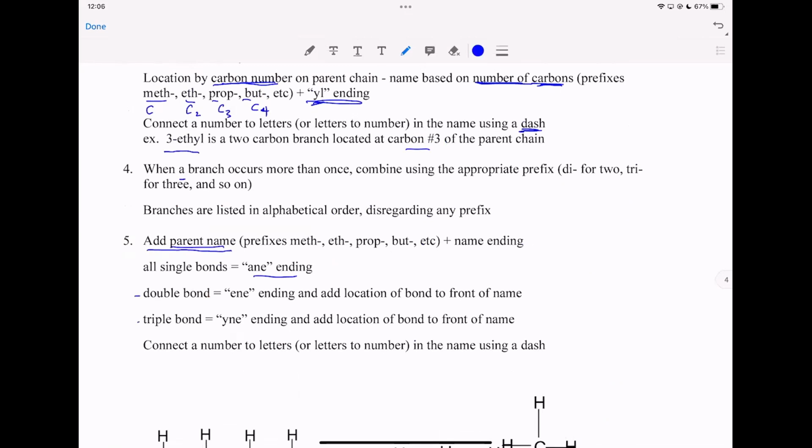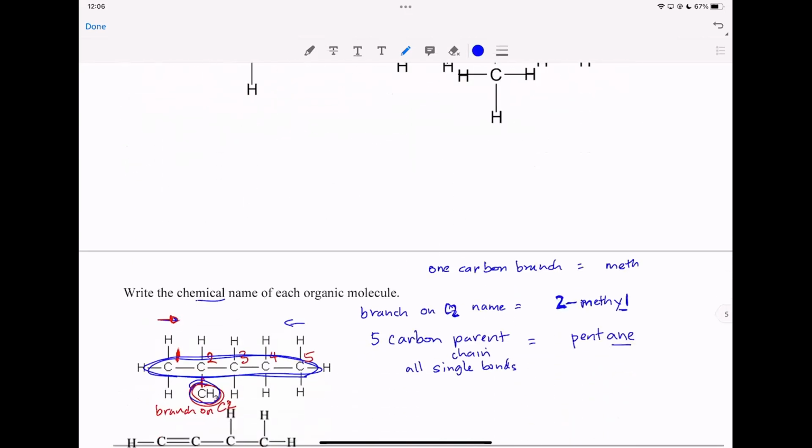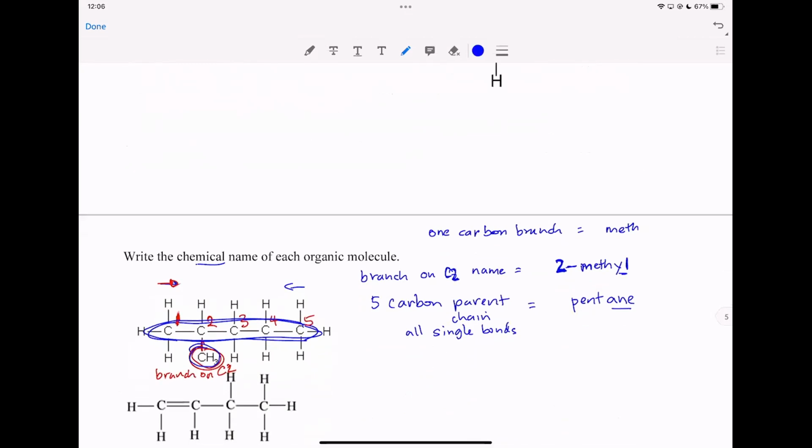Okay, we'll find some with double bonds, triple bonds. And so we now want to combine these two. Combining the branch with the parent name, it's going to be 2-methyl. The branch name comes first, and then the name of the parent, pentane. So you can just combine those letters. Letters are combined without a dash, but a number to a letter has to be combined with a dash. So that is combining the branch with the parent name, and that would be the name of this molecule.